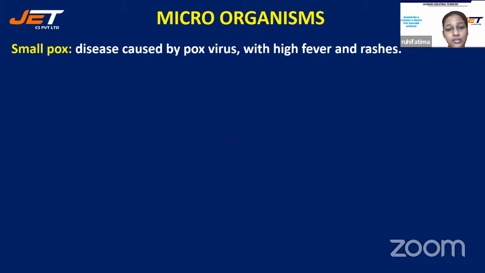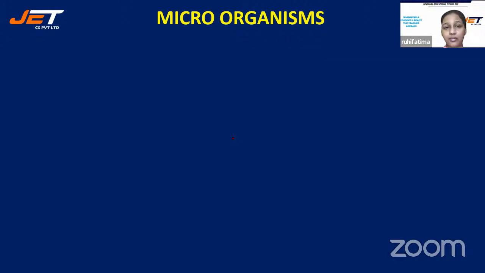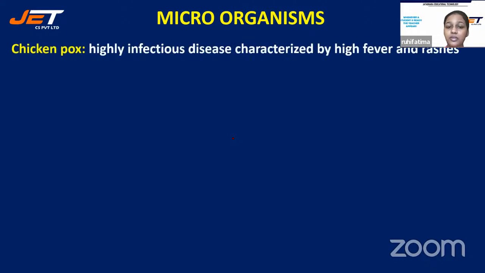Smallpox. This is also a viral disease, and it is caused by the pox virus, with high fever and rashes on your body. Okay. Chickenpox, very common, a highly infectious disease characterized by high fever and rashes. Small pustules come out on our body, right? That is chickenpox.